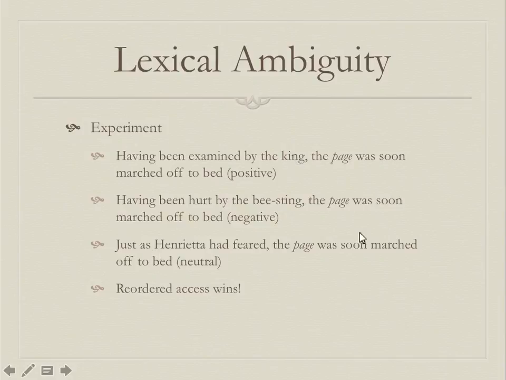Just as Henrietta feared, the page was soon marched off to bed. So there's no biasing context there. Okay. And so it appears that reordered access is the most supported model in this idea. In this first one, the meaning of this word, the way we're supposed to interpret it as person, has been increased because of king. That word is tied to that one. Having been hurt by the bee sting, the page was soon marched off to bed. That's sort of a negative context, so it actually hurts us in our interpretation here because context has led us in a different direction. And then here, there's no context to be had. And so the activation's somewhere in the middle.